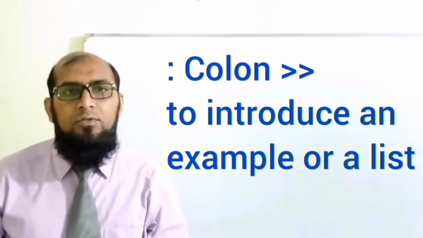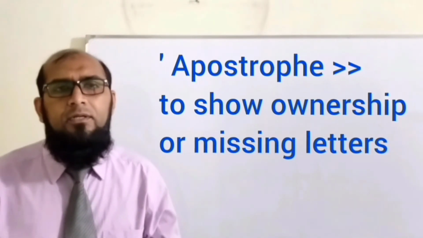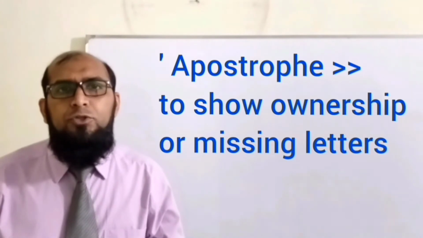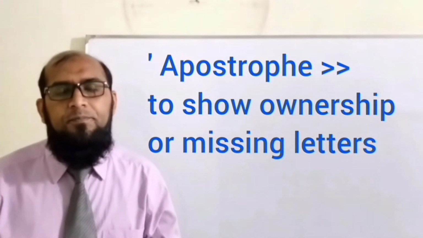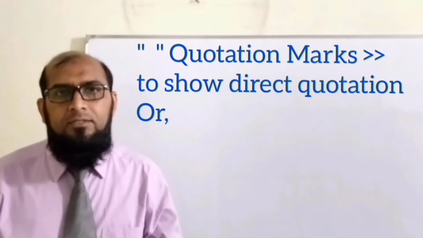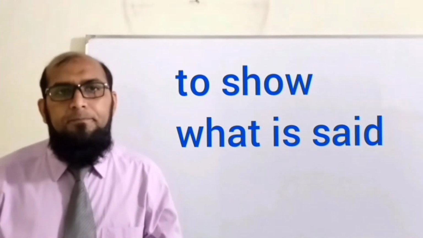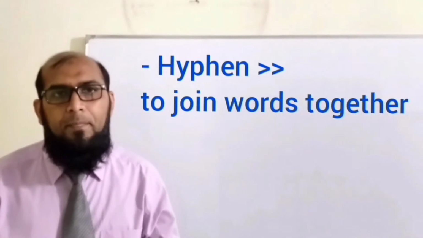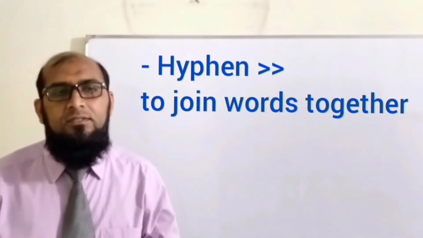We use colon to introduce an example or a list. Apostrophe. We use apostrophe to show ownership or missing letters. Then quotation marks. We use quotation marks to show direct quotation or to show what is said. Then you can see hyphen. We use hyphen to join words together.